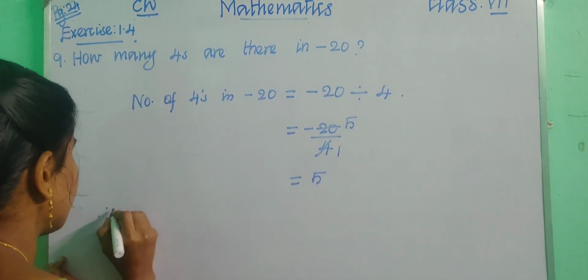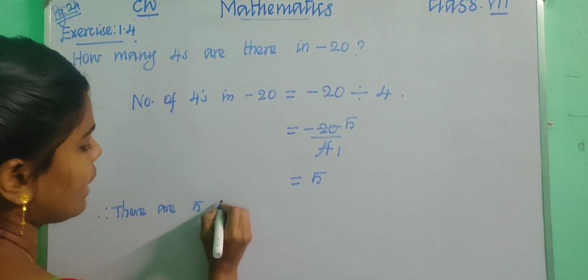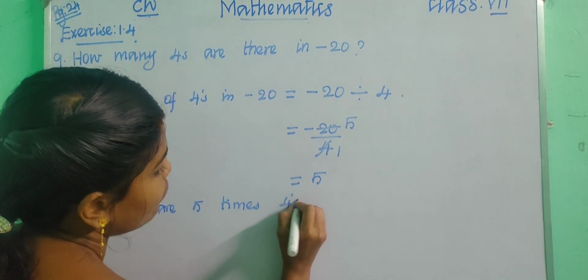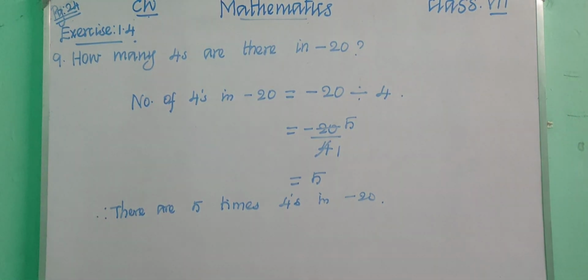So let us write the answer. Therefore there are 5 times 4s in minus 20. Okay children, so copy it in your classwork notebook.